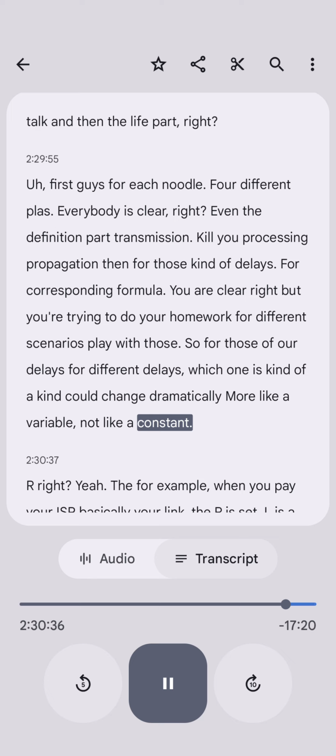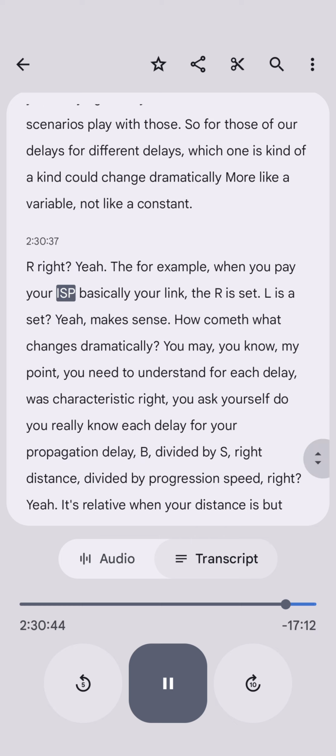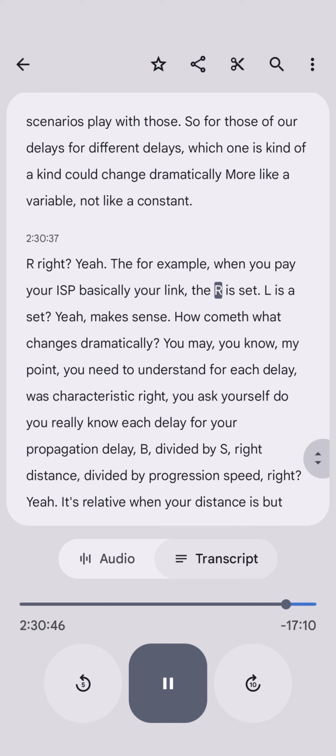Transmission. Transmission is L divided by R, right? For example, when you pay your ISP, your link, the R is set, L is set. Make sense? How come it will change dramatically? You know my point? You need to understand for each delay what the corresponding characteristic is. You ask yourself, do you really know each delay?